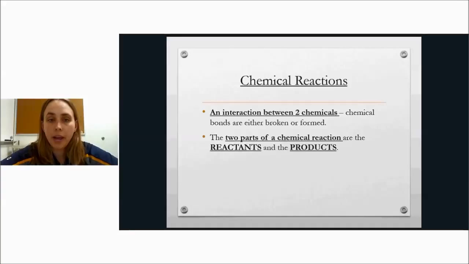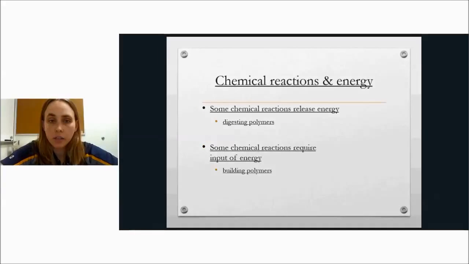So chemical reactions are an interaction between two chemicals. Chemical bonds are either broken or formed, and the two parts of the chemical reaction are the reactants and the products. The reactants work together to form an end product. Some chemical reactions release energy, and these are called digesting polymers, and some chemical reactions require an input of energy, and these are called building polymers.